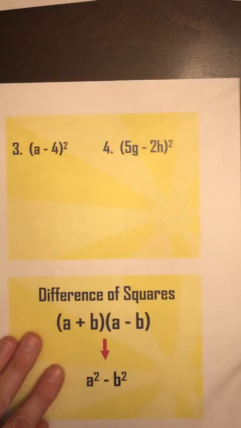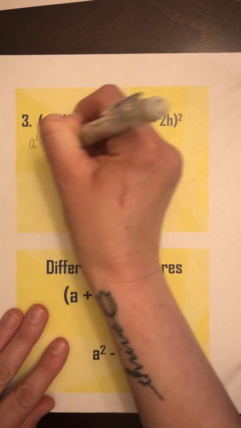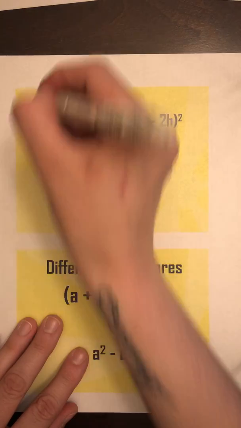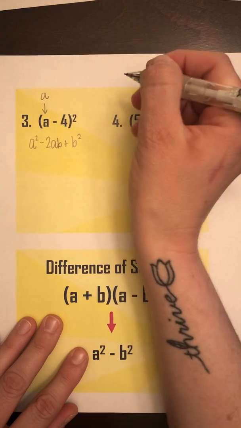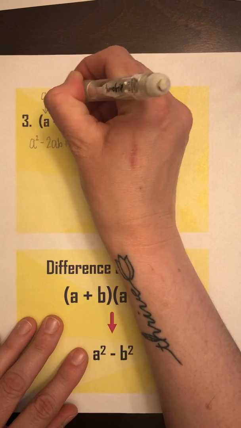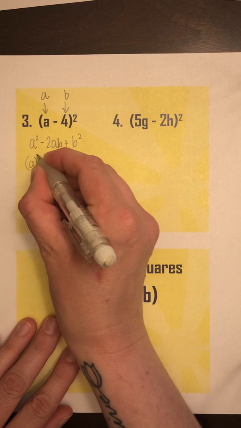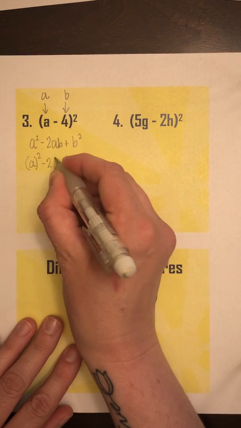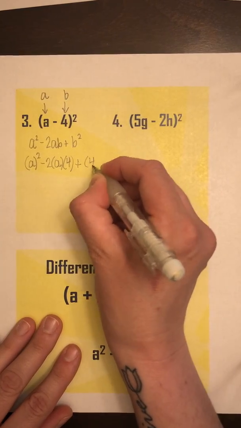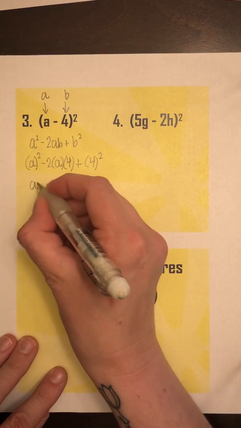Again, I'm going to start by writing the pattern. The pattern is a squared minus 2ab plus b squared. So what has come before the minus sign? That is going to represent your a. Lucky for us, it's also an a. What's after the minus sign is going to be the b. So everywhere we see a b, we're going to plug in a 4. So I have a, raising it to the second power, minus 2 times a times 4, plus 4 raised to the second power. So the first term is going to be a squared.